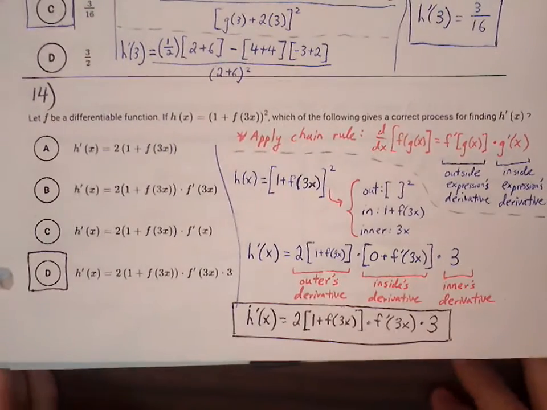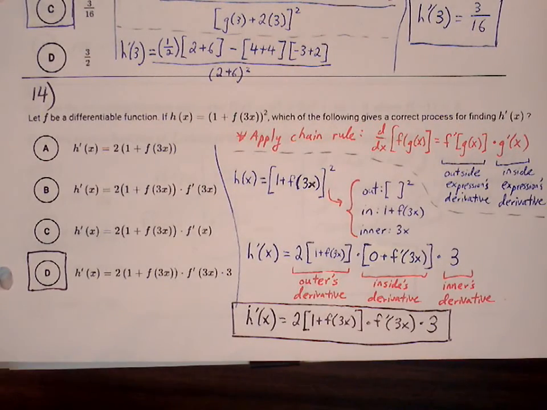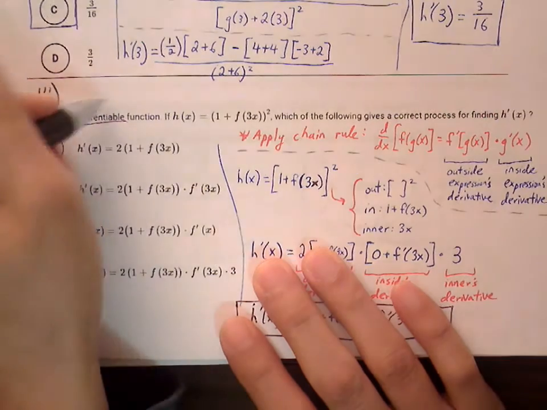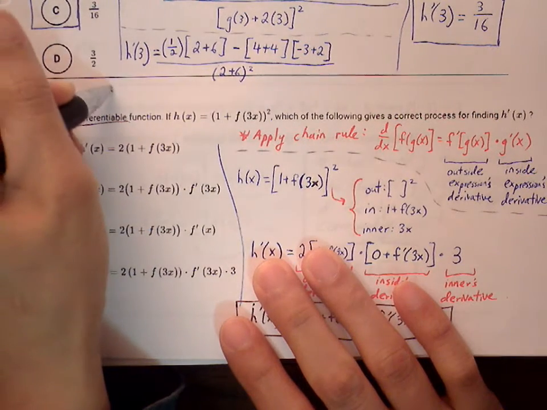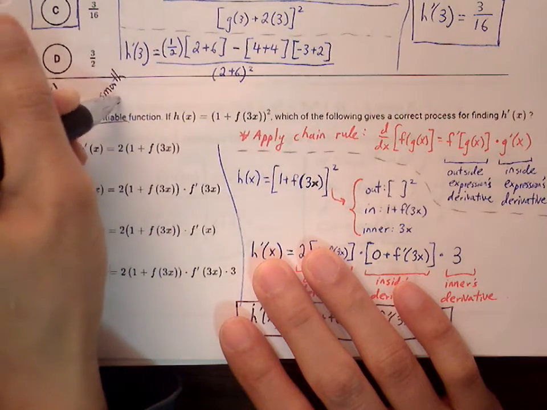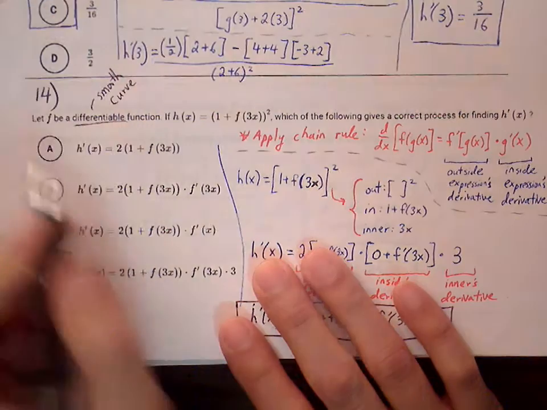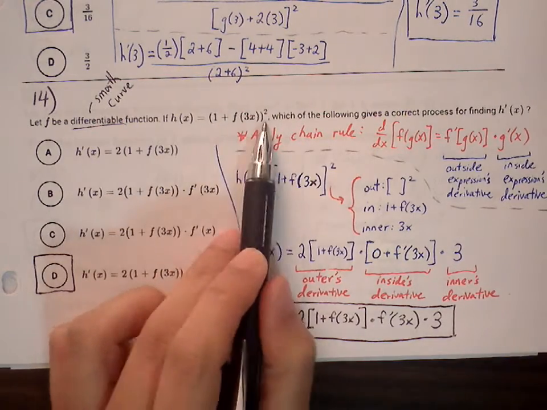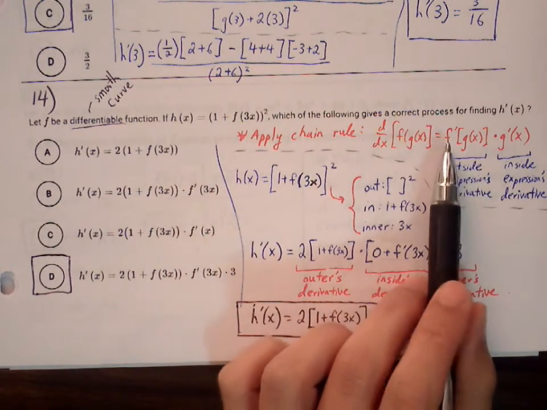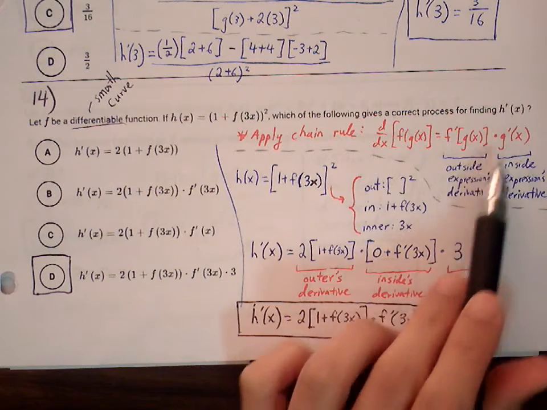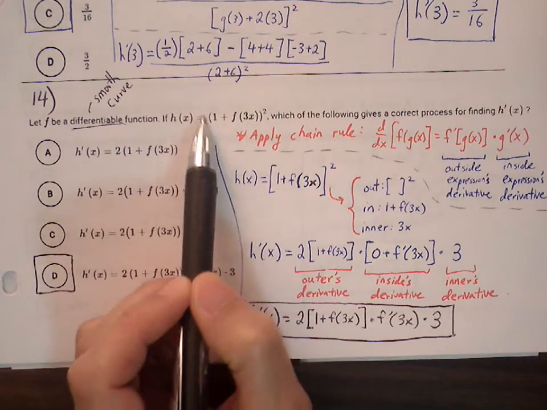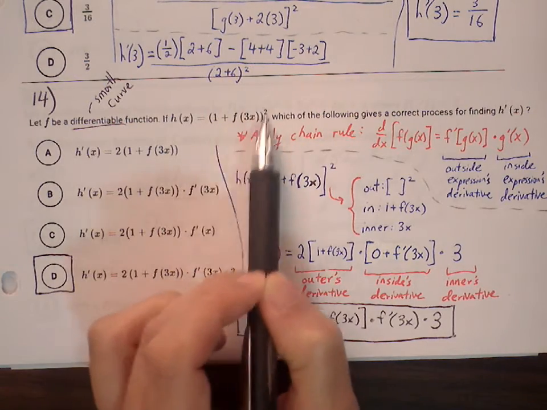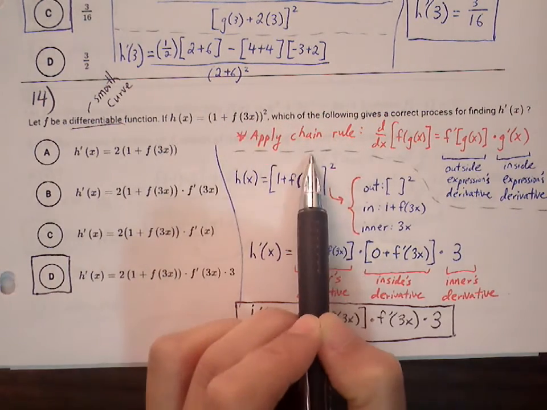Okay, for number 14, let f be a differentiable function. So again, differentiable means it's a smooth curve, no sharp turns. Okay. h of x equals 1 plus f of 3x quantity squared. Which of the following gives a correct process for finding h prime? So something we have to be able to see is that there's a bit of a chain rule going on here. So the original chain rule looks like this.